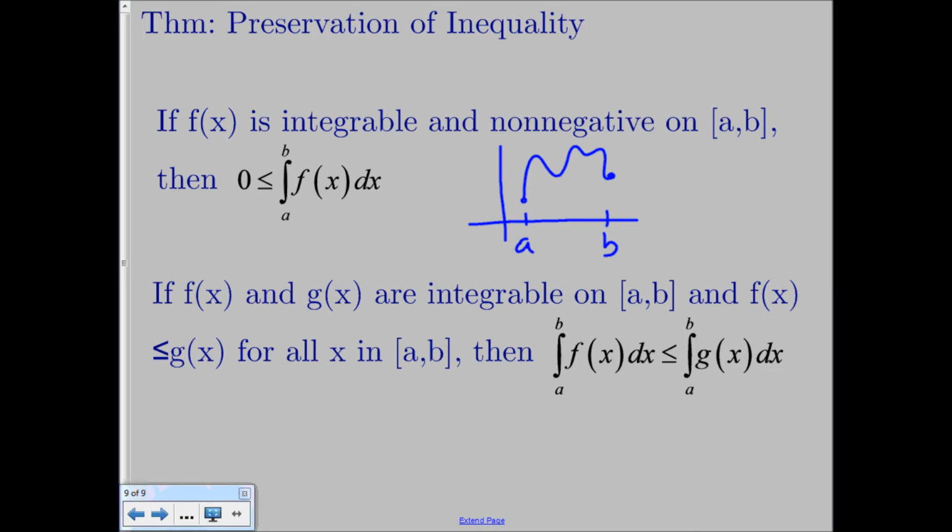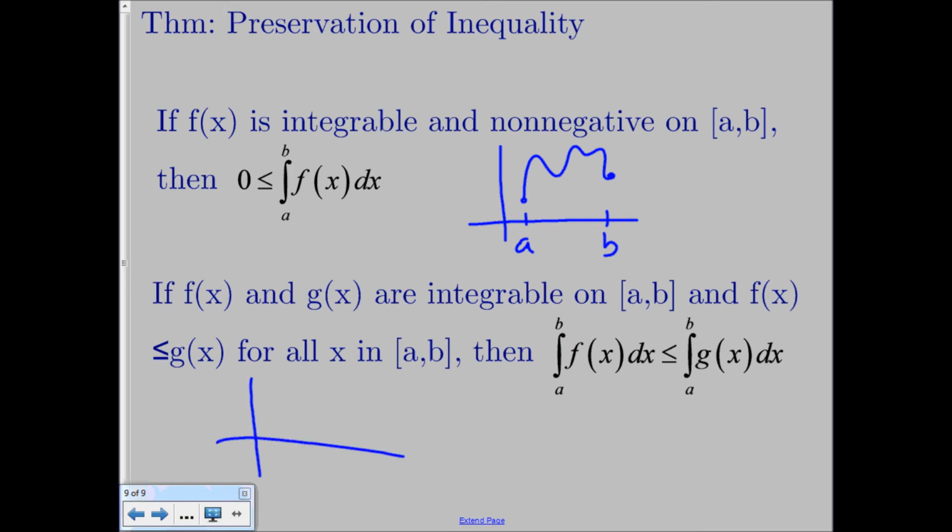As long as it's above the x-axis between the interval and you know how to take the integral of it, then you know that the value of your definite integral is going to be larger than 0. It could be equal to 0, but it's definitely going to be greater than or equal to 0. And the second part of it says that if f and g are integrable on a to b, and f of x is always less than or equal to g of x.